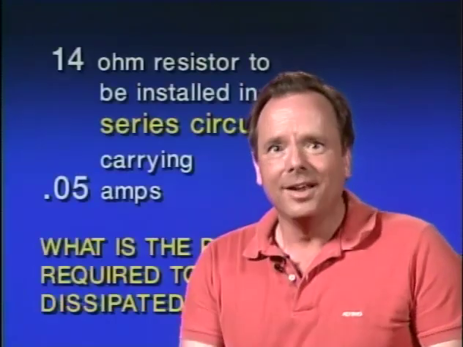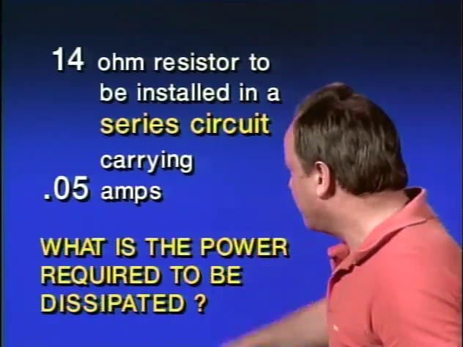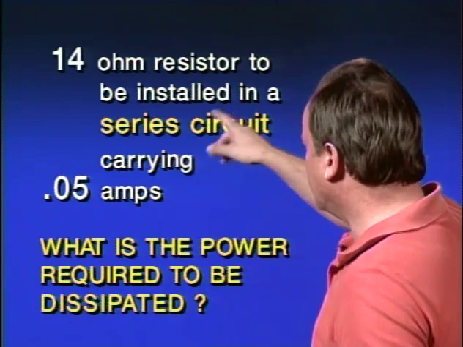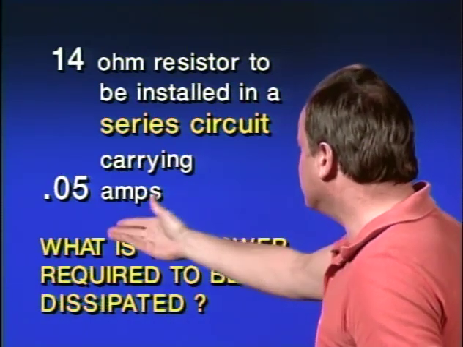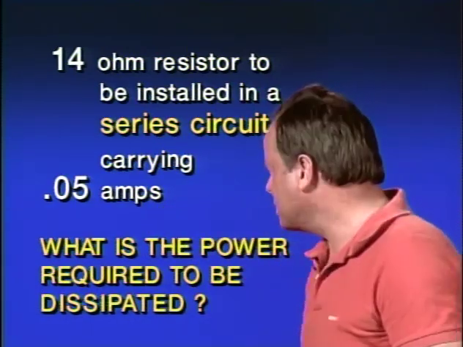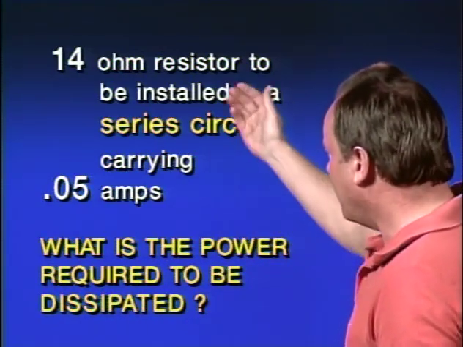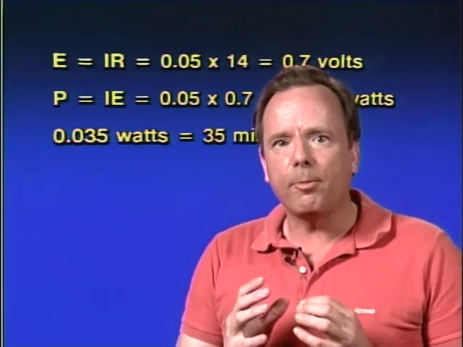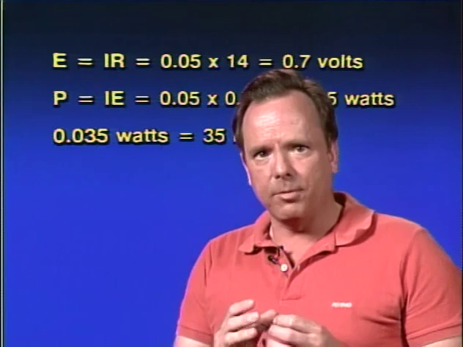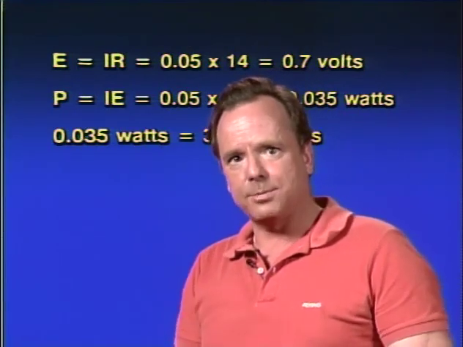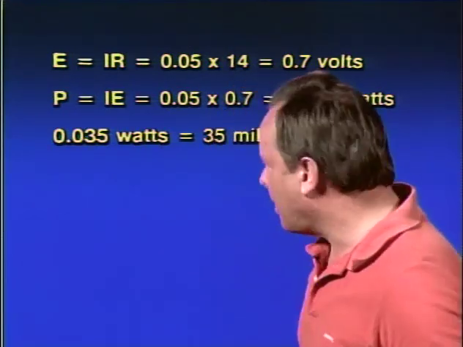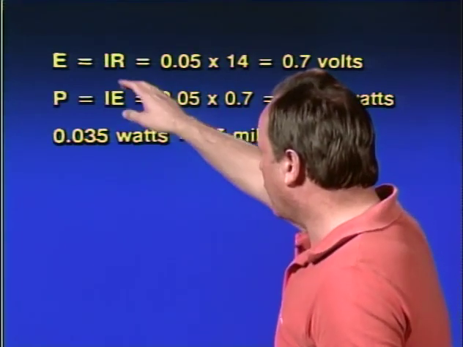Let's do another one. This time, they're going to say you have a 14-ohm resistor to be installed in a series circuit carrying 0.05 amps. Now, the question is, what is the power required to be dissipated by that resistor? All right, let's take a look at it. First of all, we want to know how many volts are in the circuit before we can multiply volts times amps to get watts. All right, to find out how many volts are in the circuit, you use this formula.